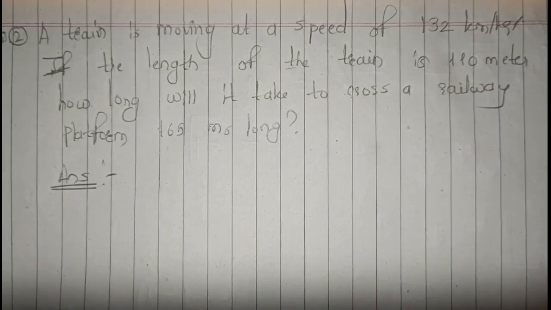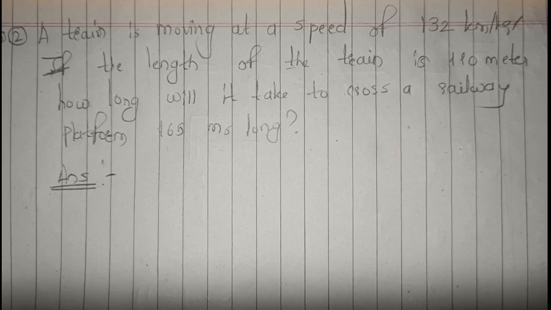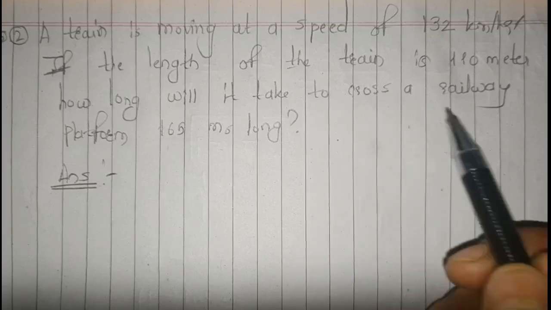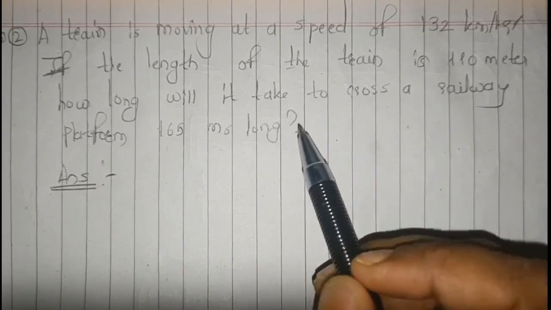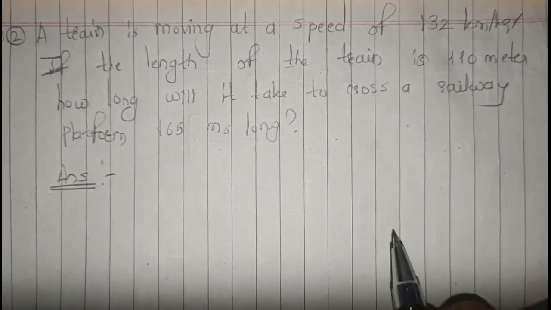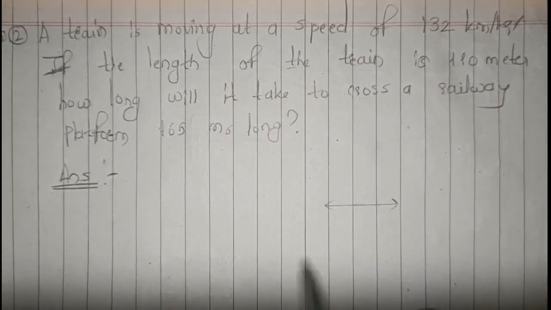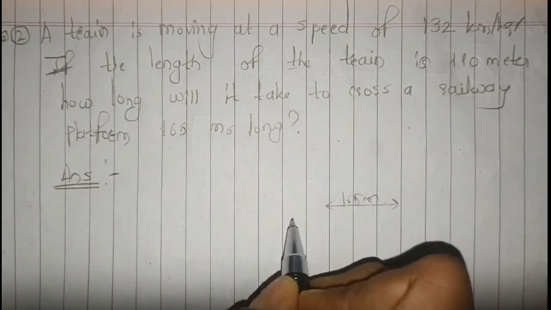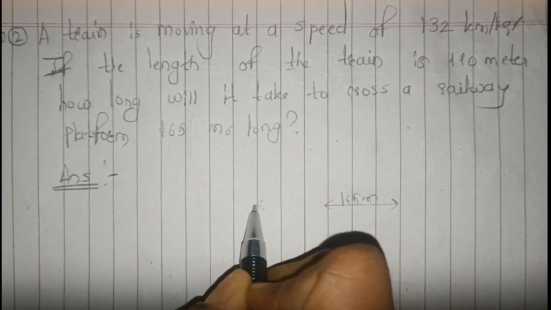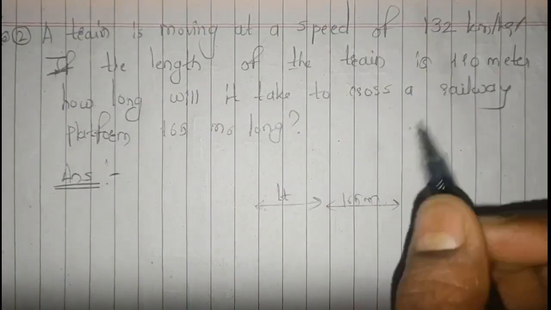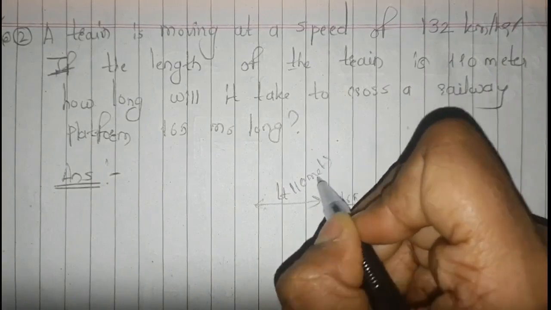We have to consider the length of the platform also, because of the kind of questions usually asked, as in this question: how long will it take to cross a railway platform which is 165 meters long? So how much time will be required for the train, right? Like this is the length of the platform, this is our 165 meters long platform, right? And this is the train which is coming. This is the length of the train, which in this case is given as 110 meters, right?